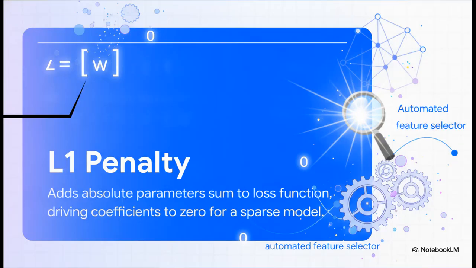So L1 introduces a completely brilliant fix for L2's inability to drop useless features. It replaces the squared values of L2 with the absolute values of the parameters. Now that might sound like a minor mathematical tweak, but trust me, it changes everything. Instead of just shrinking weights smoothly, L1 ruthlessly drives some of those coefficients to exactly zero. This creates what we call a sparse model, effectively acting as an automated feature selector that completely turns off the inputs that just don't matter.